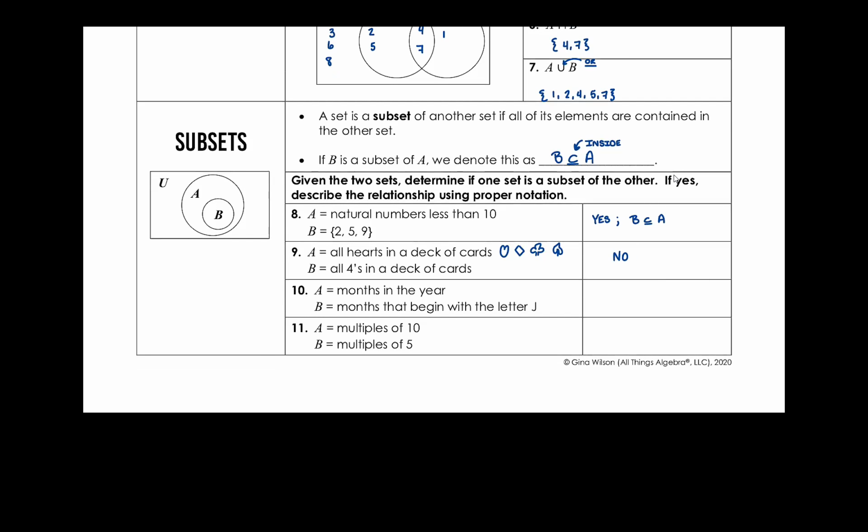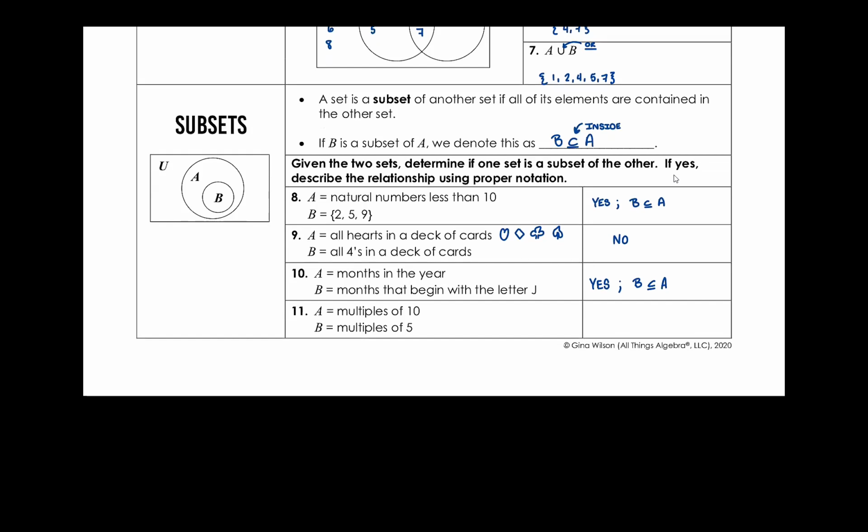A, months in a year, and then B, months that begin with the letter J. A is months in a year. That's all 12 of them. And then, of course, we have months that begin with the letter J. So June, July, January, great month. Right? So then we would say B is a subset of A, a little inside notation.